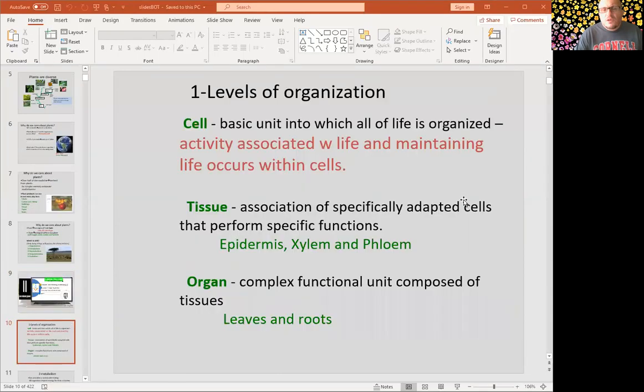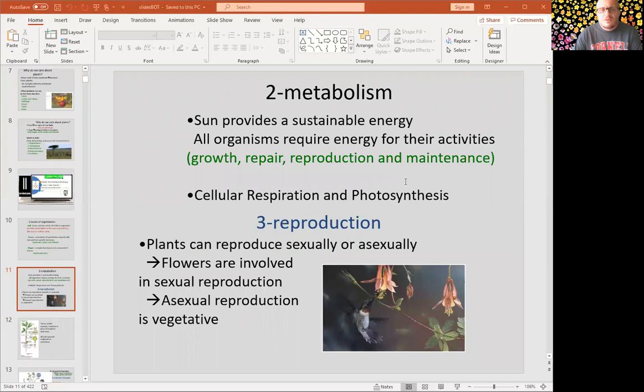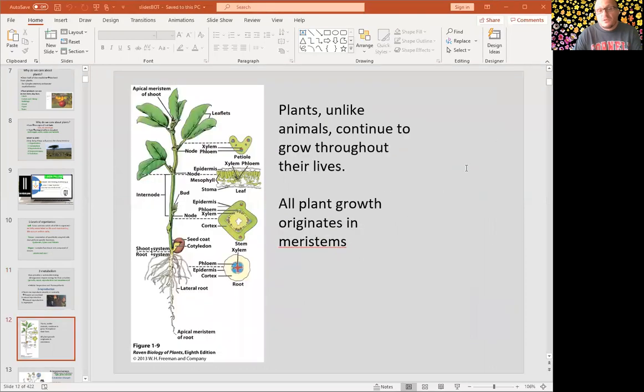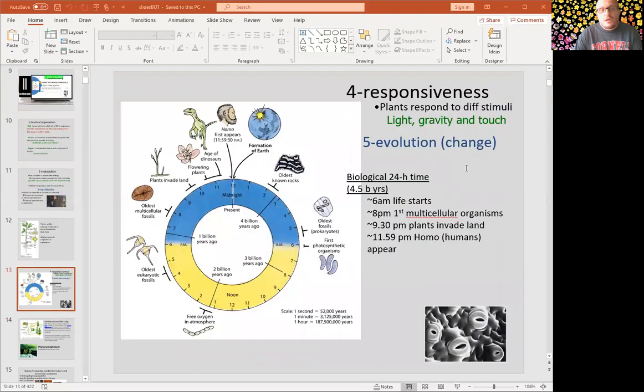And plants are made of levels of organization like other living organisms, including cell, tissue, and organ. The cell is their basic unit of life. They have metabolism, growth, repair, reproduction, and maintenance. They have reproduction, asexual or sexual. They also have responsiveness to the environment, like light, gravity, and touch. And they've been around for more than 400 million years.